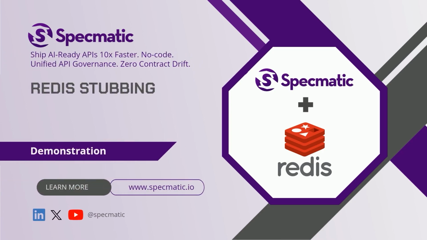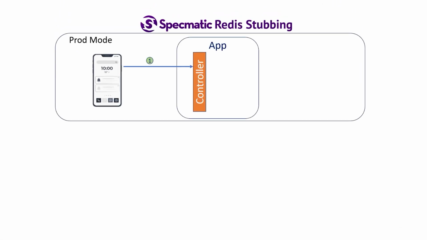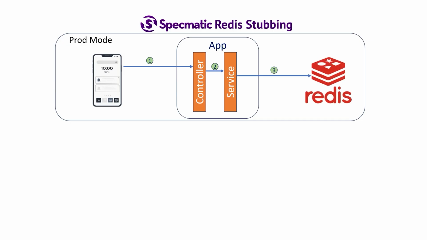In this video, we'll show how Specmatic can be used to stub out Redis. A typical HTTP consumer would send an HTTP request to an API where it is received by a controller. Let's say the controller needs to fetch some data using a service object. And let's say the service object looks up the data in an instance of Redis. Redis responds with the data, the service object returns it to the controller, and the controller uses the data to formulate a response to the consumer.